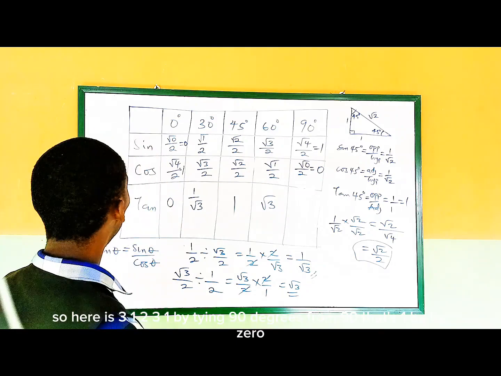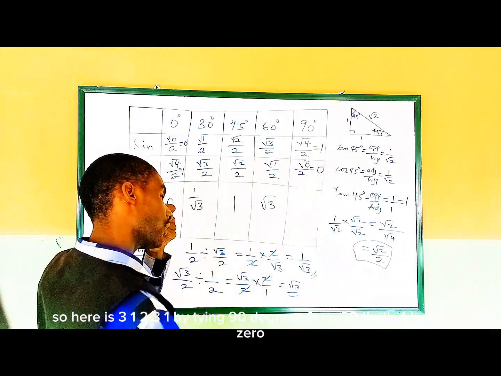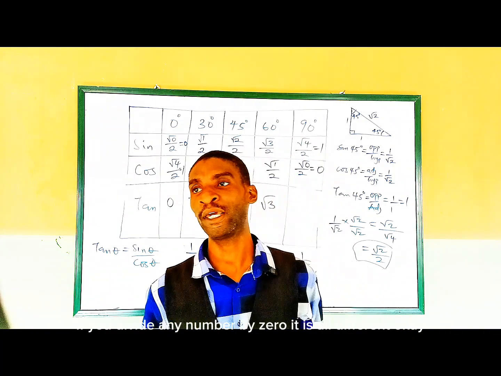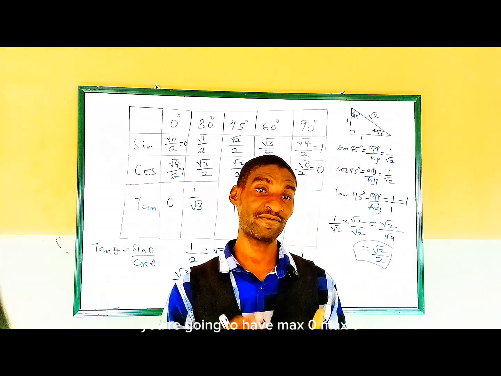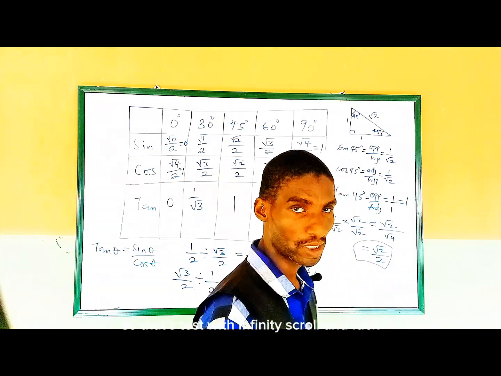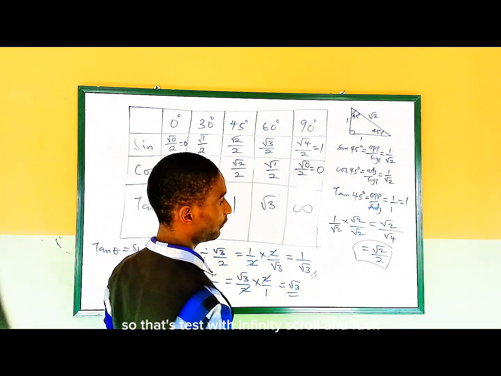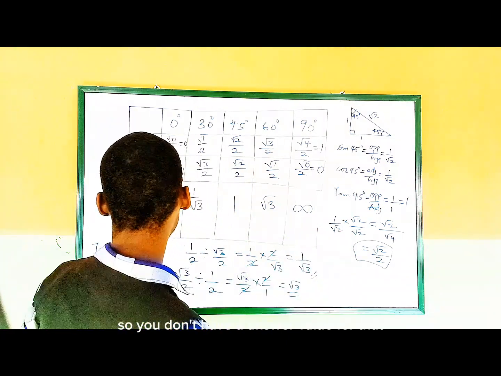Then tan 90 degrees is 1 divided by 0. If you divide any number by 0, it is undefined. If you punch that into your calculator, you are going to have a math error. So that tends to infinity, so undefined. You don't have an answer, a value for that.